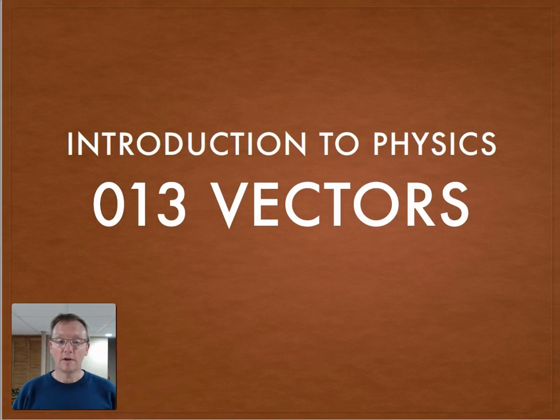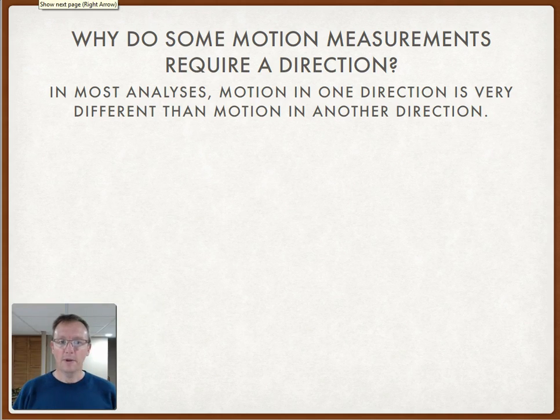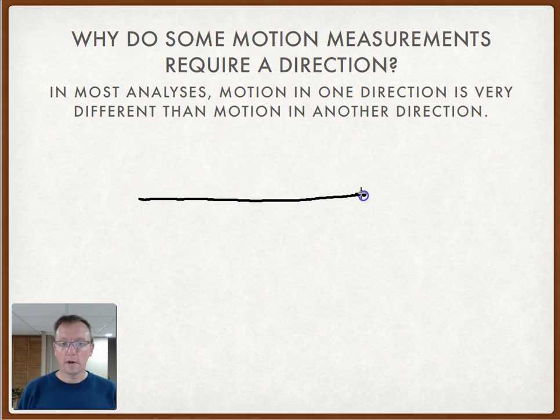As I said, today's topic is vectors. It's video 13. Well, let's jump in. So the question is, why do some motion measurements require a direction? Well, you can imagine that if you are driving along the road, like so, and you spot a brick wall in front of you, like so.